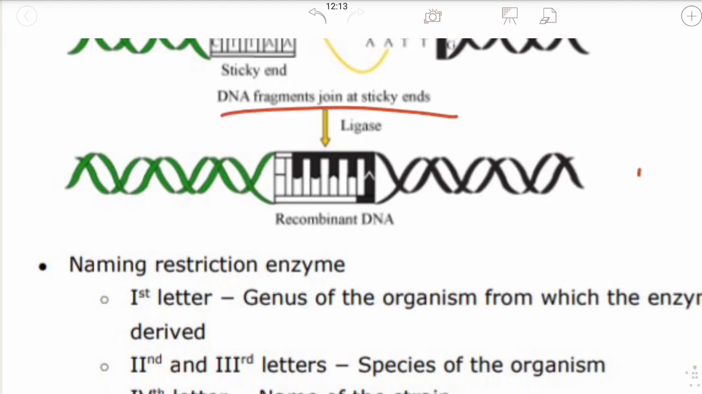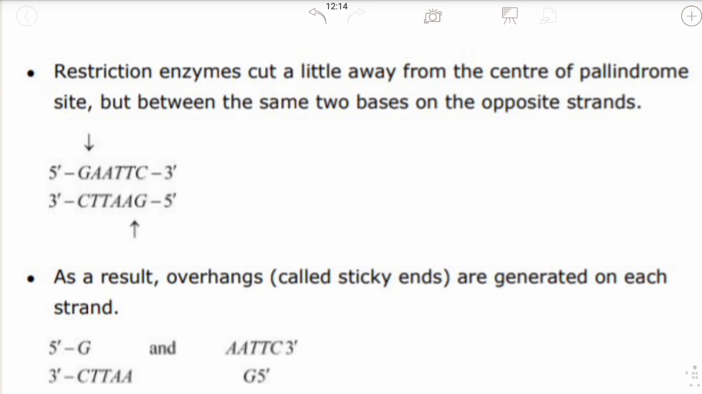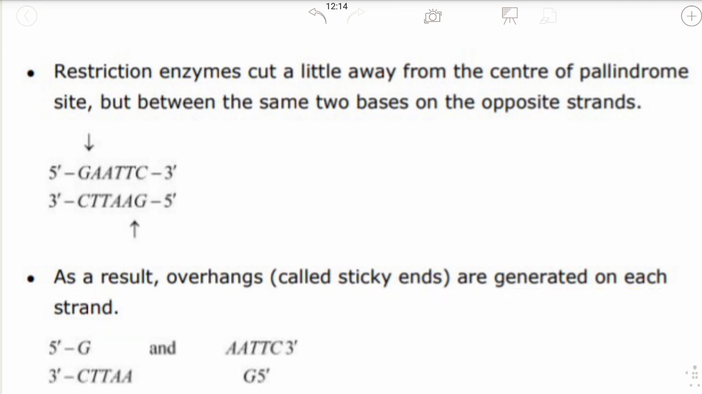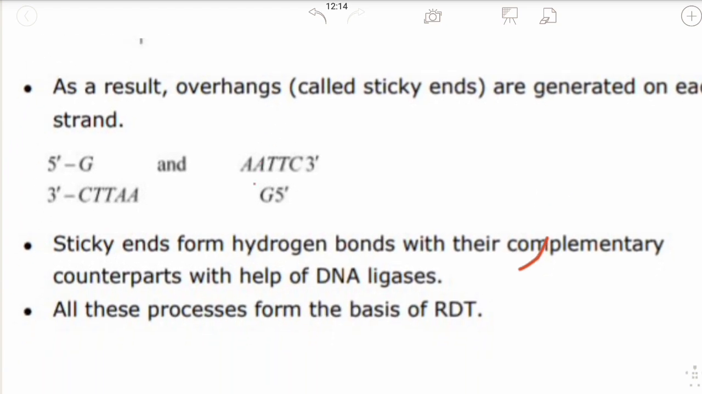DNA fragments join at the sticky ends. Sticky ends basically form hydrogen bonds, and it will help in the attachment through DNA ligase. Now recombinant DNA is formed. DNA fragments join through the sticky ends. With the help of a diagram, you can understand this concept easily. So I think you have understood. As a result, overhangs called sticky ends are generated on each strand. So sticky ends will be generated mainly due to the hydrogen bonding.